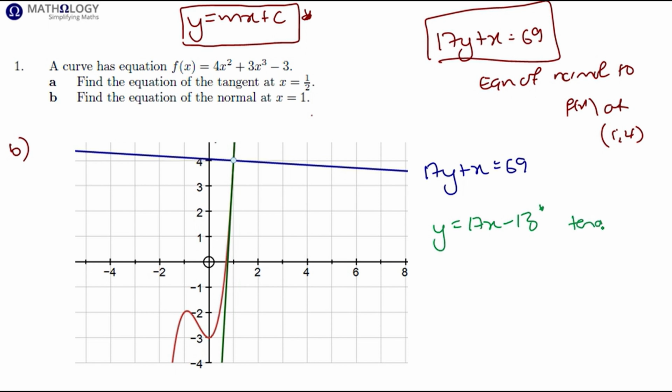This is now the equation of the tangent to f of x at the point (1, 4), and the blue line is the normal to f of x at the point (1, 4).